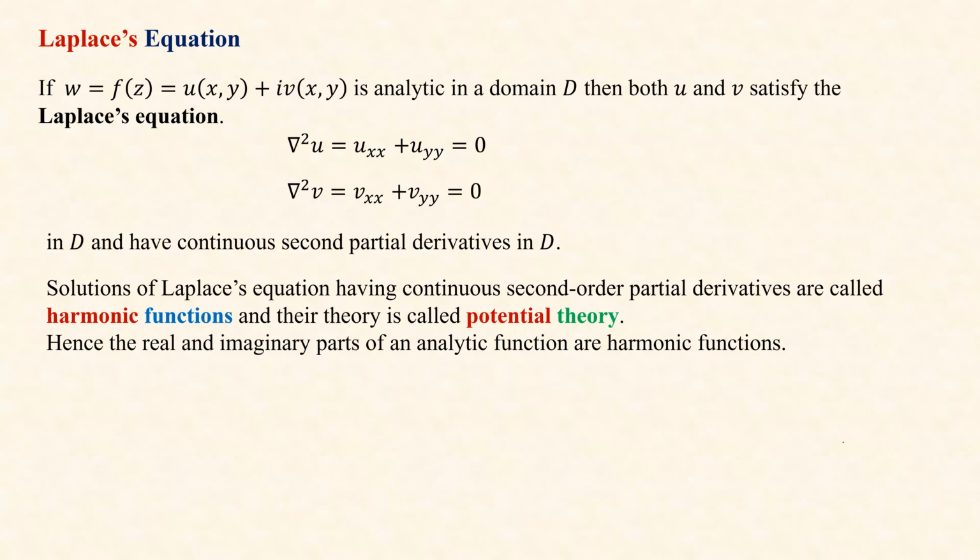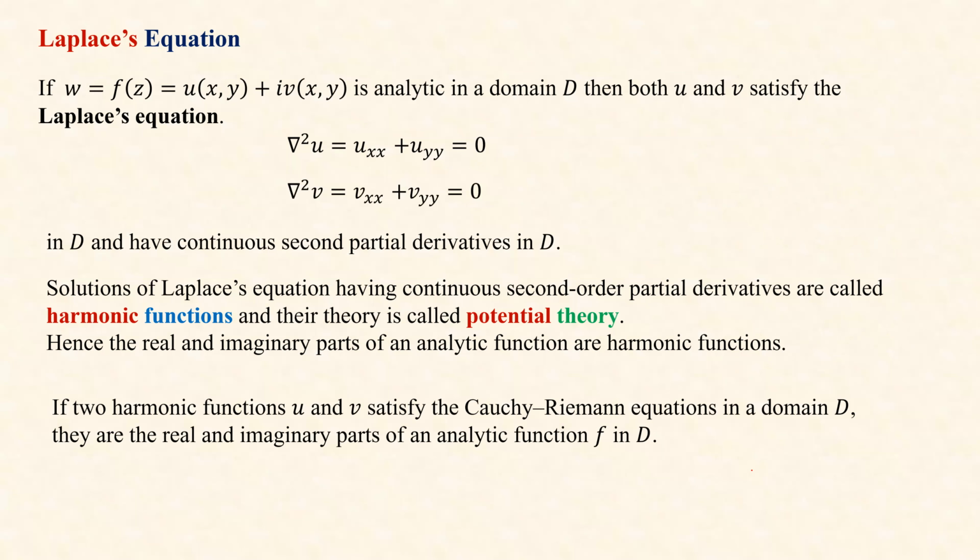Okay, and the real and imaginary parts of an analytic function are harmonic functions because we just said that they satisfy the Laplace equation. And if two harmonic functions u and v satisfy the Cauchy-Riemann equations in the domain D, they are the real and imaginary parts of an analytic function f in D. So if you have two harmonic functions that satisfy Cauchy-Riemann, they have to be the real and imaginary parts of an analytic function. Then v is said to be a harmonic conjugate function of u in D. So this is harmonic conjugate. When two functions u and v satisfy the Cauchy-Riemann equations, they also satisfy the Laplace equation, so they are harmonic functions, and they are the real and imaginary parts of an analytic function. Therefore, they are called harmonic conjugates of each other.